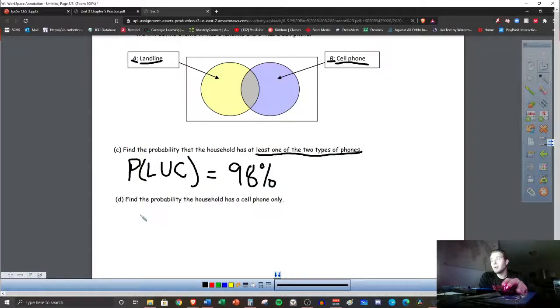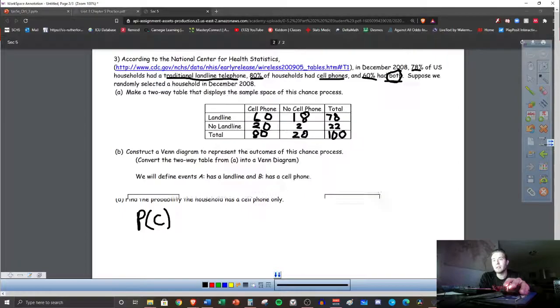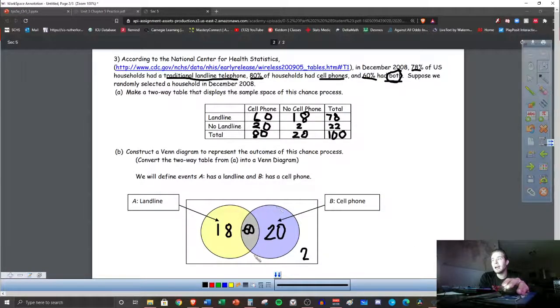Next, find the probability the household has cell phone only. Okay, only a cell phone. So that means we want a cell phone, but we don't want a landline. So what does that look like? We want probability of a cell phone, but we have to make sure, if I do just probability of cell phone, check this out, I get this entire circle and the 60 is included. So we want to get rid of this 60.